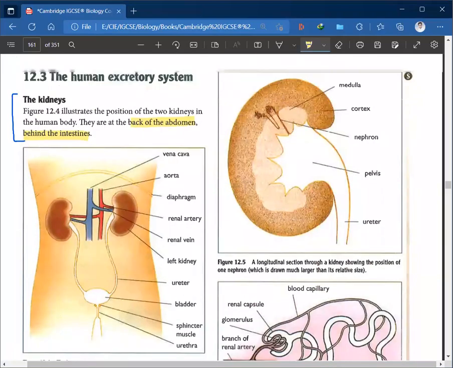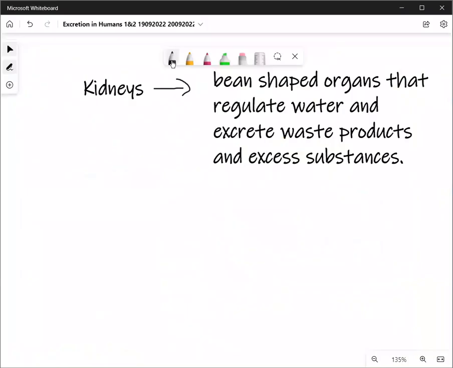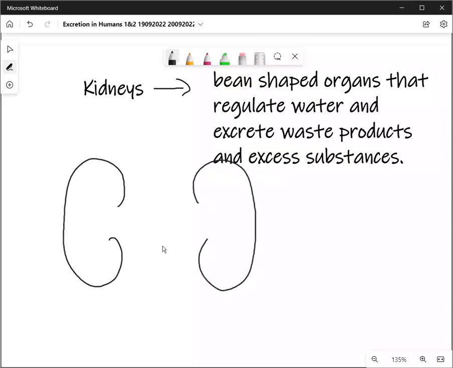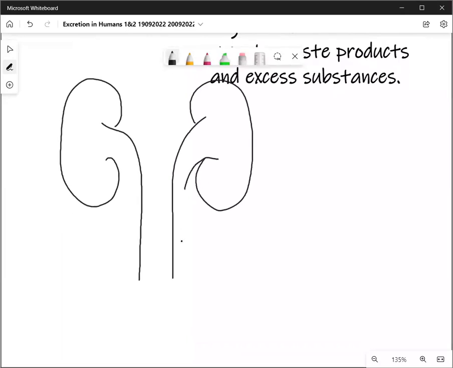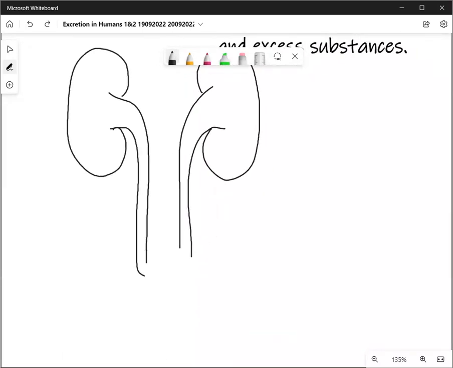Okay. Now let's see over here. First, let's draw the kidneys. Can you see the whiteboard? Yes, sir. Now this is what the kidneys look like. Beans, two beans, and then you have tubes going like this, like this, and these join here. Let's say they join here into some organ.